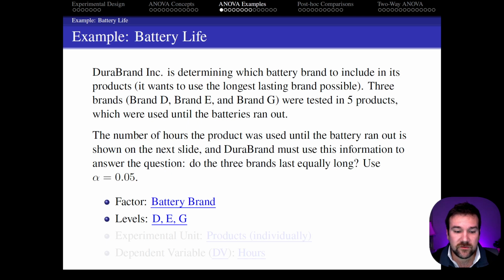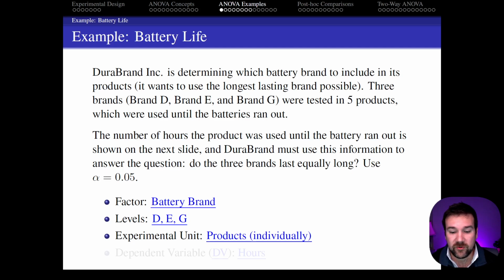So our factor, the categorical independent variable, is our battery brand. The levels are D, E, and G, the different options that that categorical variable can take on. The experimental units, the EUs, are the products. So why products? Well, we're testing it in 5 different products. We're going to have 5 products in each battery brand. And the dependent variable is going to be the hours it lasts.